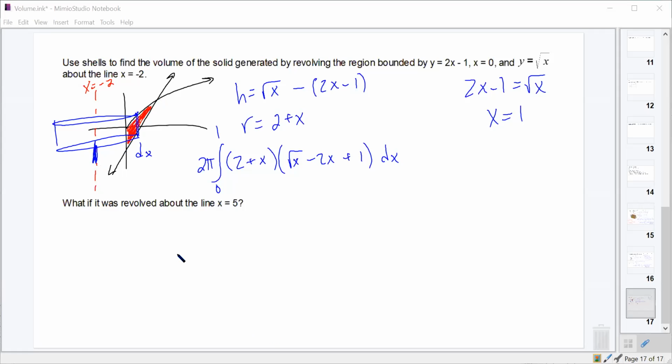All right. So what if we were to revolve this around the line x equals 5? So I'm going to redraw our picture here real quick. It's going to look just as atrocious as it did the first time. Is our height of our rectangle going to change? Or our thickness? It's still going to be dx, right?